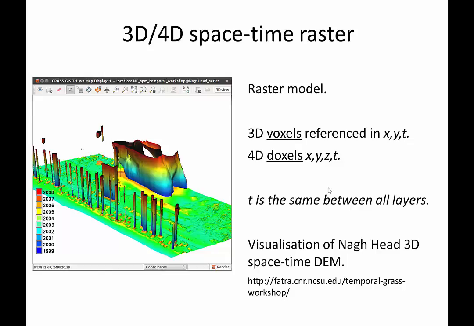Now that's exactly the same as the previous model, but there is one difference, and that is that t is almost always the same between each layer. Just like the size of a raster cell is the same in space, the size of a temporal voxel cell will have the same temporal unit. So this might be, in this case, years, I believe.